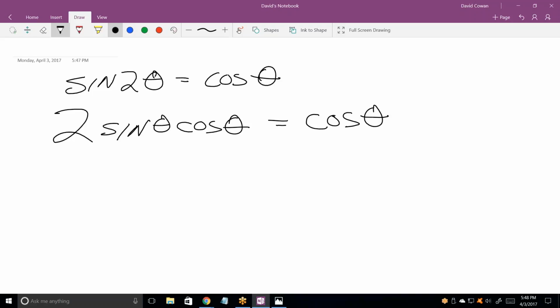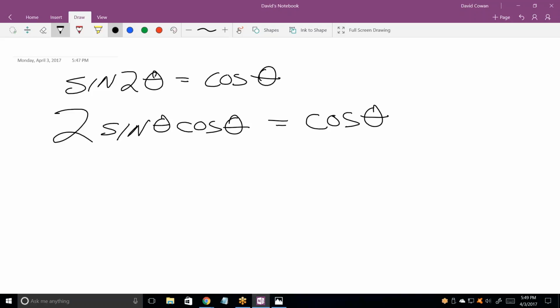Now, you might think that at this point I could divide both sides by cosine theta. But here's the problem with doing that: if 0 is one of the answers, you lose it. Because you cannot divide by 0. And it's entirely possible that cosine of theta could be 0, right? I don't know that it's not 0, so therefore I cannot divide by it.